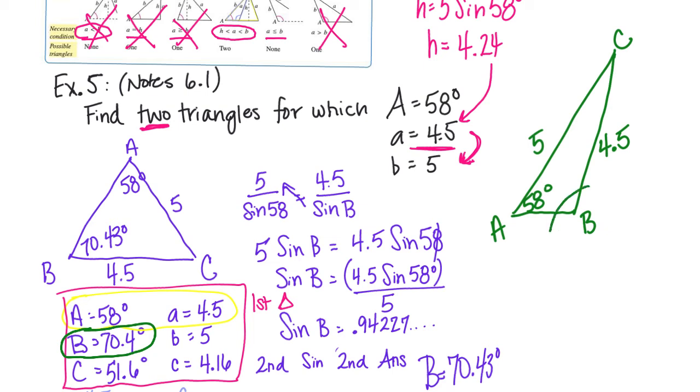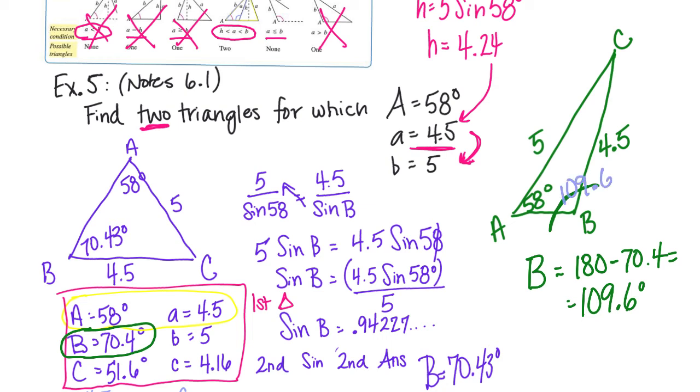To get the obtuse angle for the B angle, I have to take 180 minus 70.4 to get the new B angle. So that ends up becoming 109.6 degrees. I'll write that right in here, 109.6 degrees. From there, we could go ahead and find the C angle.